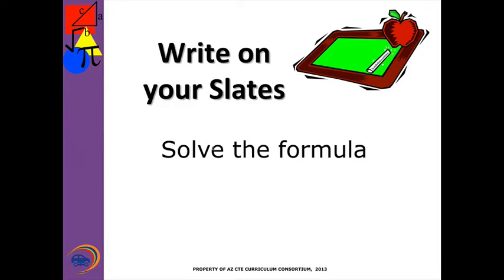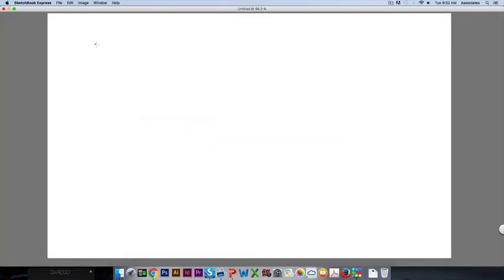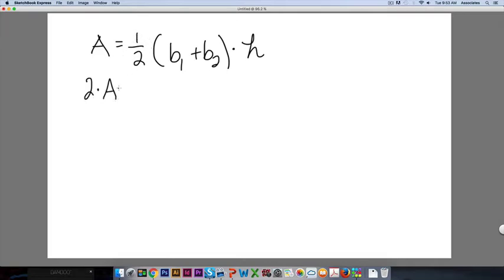Welcome back. Let's go to our slate and look at this problem. This is a little longer, not any more difficult, just a few more steps. Area is 1/2 base 1 plus base 2 times h. Now there's several ways to get to this answer, but I don't want to distribute the half and then have half hanging over me for everything. So I think I'm going to get rid of this fraction of a half by multiplying both sides by 2.